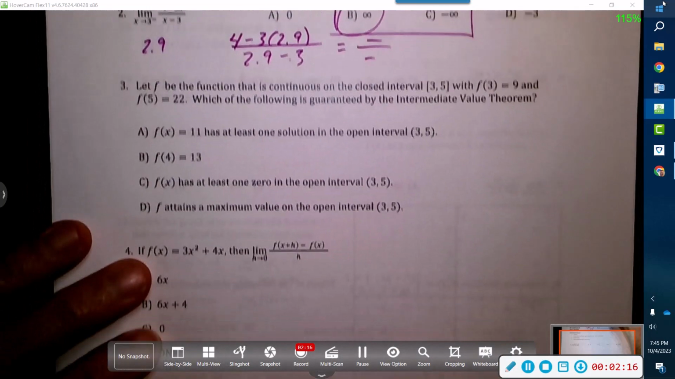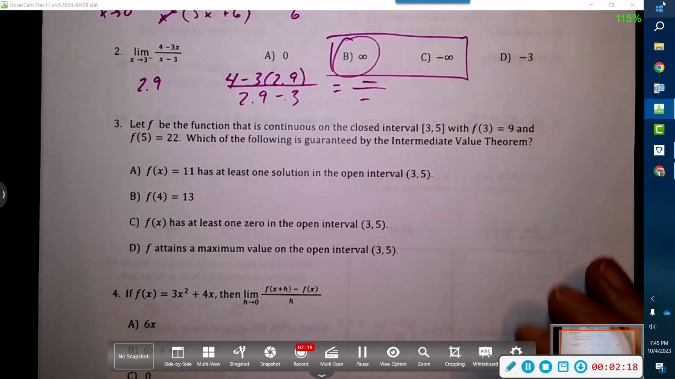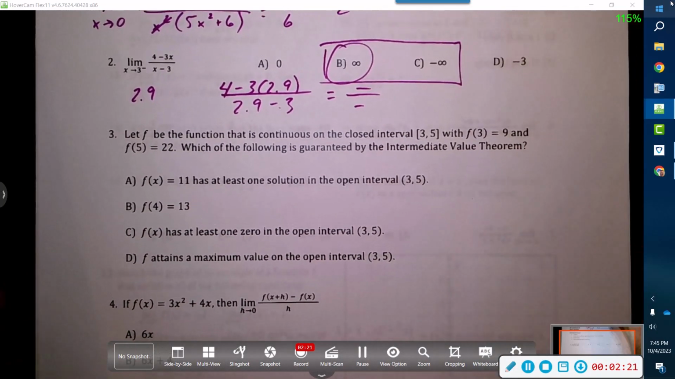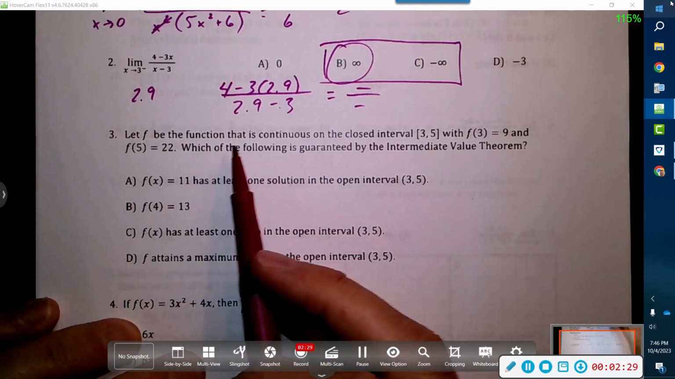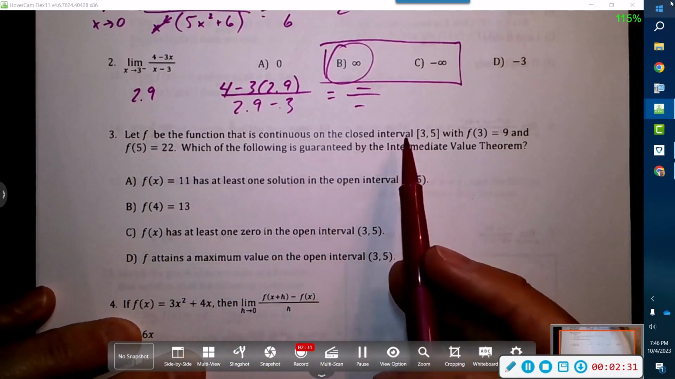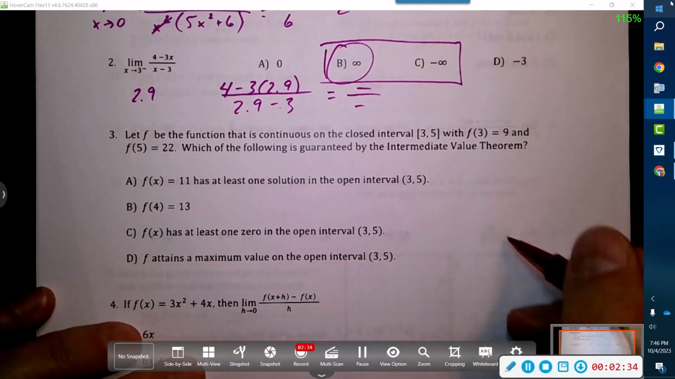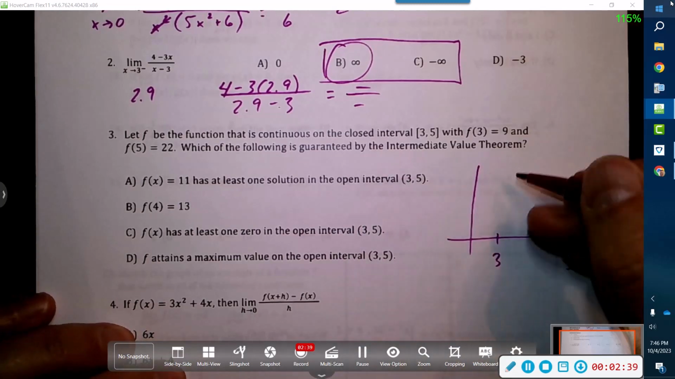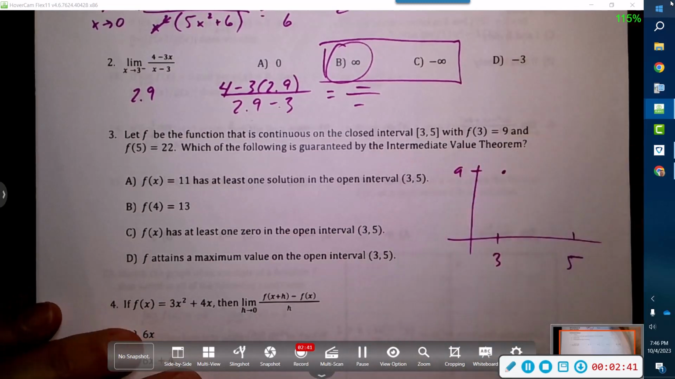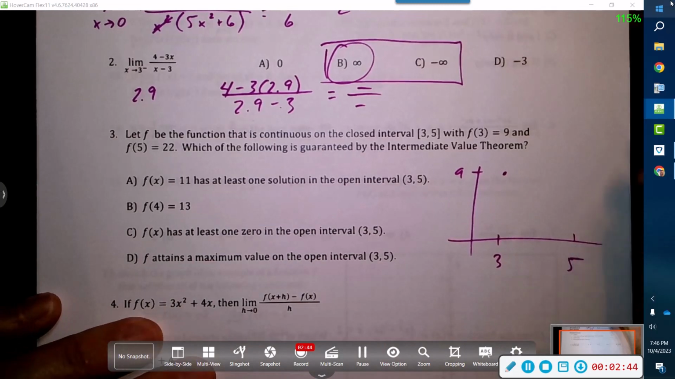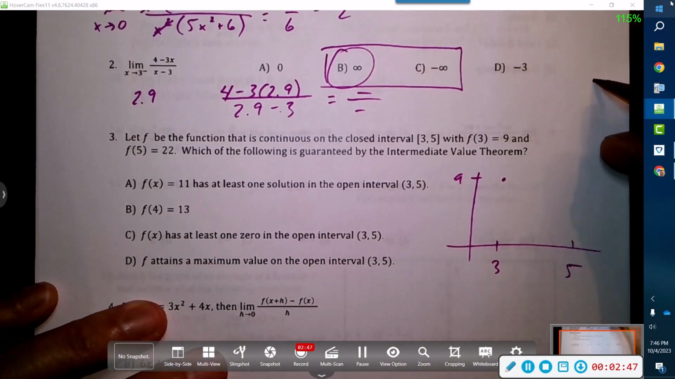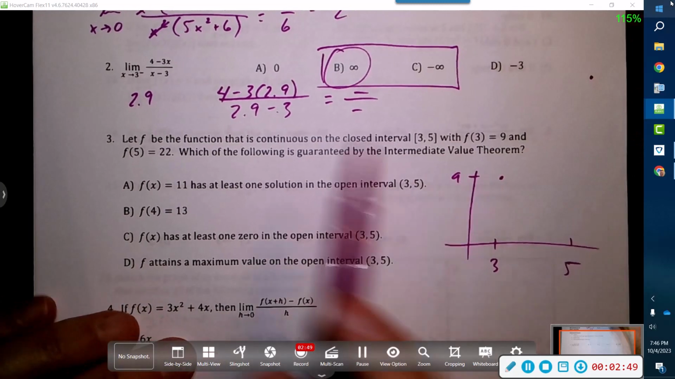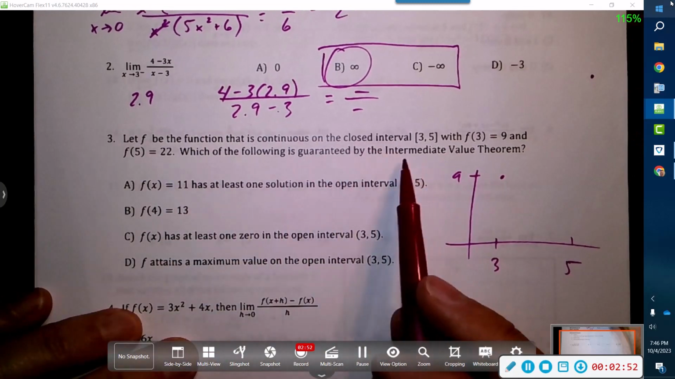Okay, so the IVT doesn't promise a lot. It just promises that there are certain values between certain endpoints. So if we let f be the function that is continuous on the closed interval from 3 to 5, I guess I could draw a picture here. Let's go 3, 5. And then f of 3 is 9, and then f of 5 is actually 22, so I definitely didn't draw that to scale. Which one of the following is guaranteed by the intermediate value theorem?